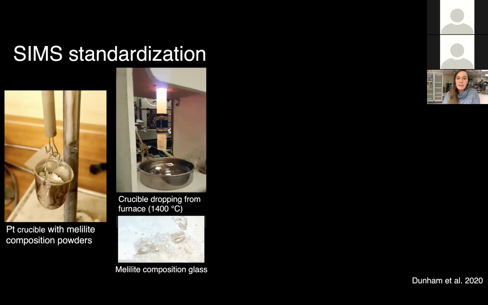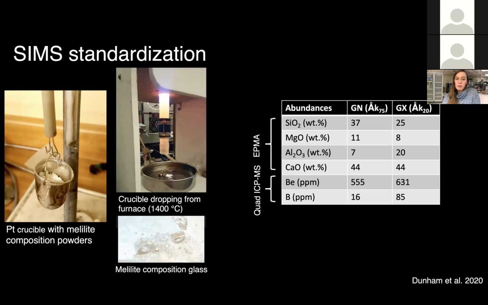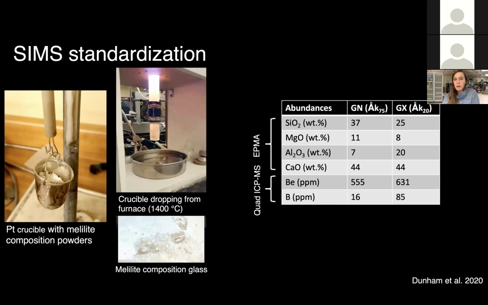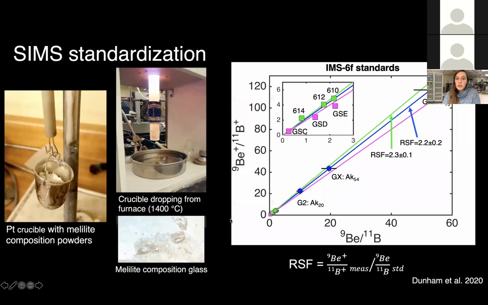Yeah, so then we had to measure this glass. First, I used the electron microprobe to measure the major elements, and then used a different kind of mass spectrometer to measure beryllium and boron. So then I could bring it to the SIMS and see how the standards matched up with common standards.